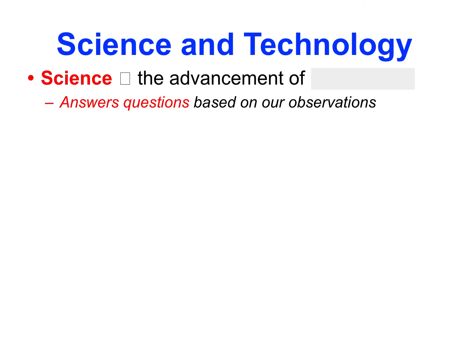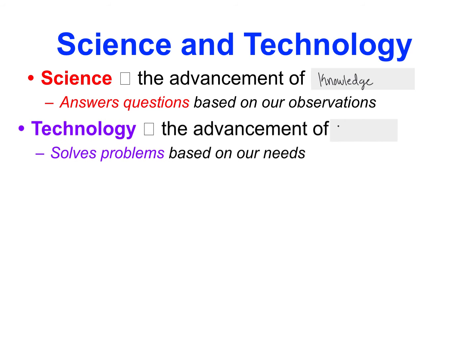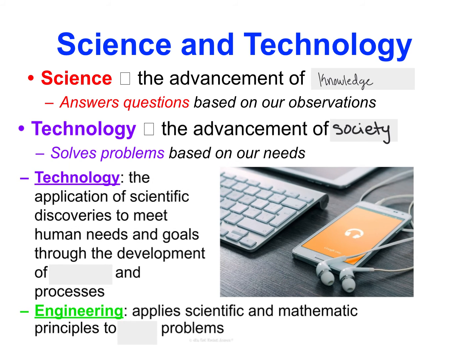Now let's move on to talking about overall uses of science and technology. So science itself is the advancement of knowledge. And so what we're trying to do is answer questions based on our observations, whereas technology is the advancement of society, which means that we're solving problems based on our particular needs. So technology is the application of scientific discoveries to meet human needs and goals through the development of products and processes, whereas engineering applies scientific and mathematic principles to solve problems.